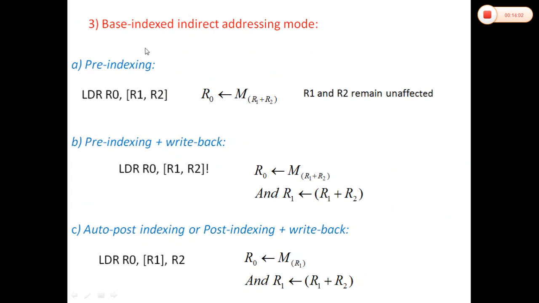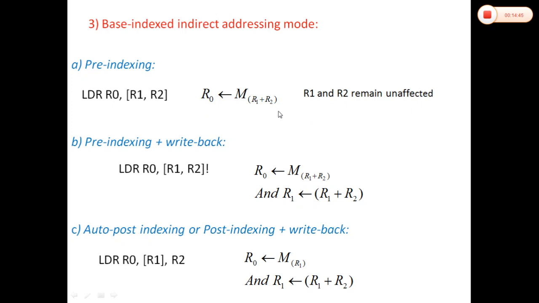The next addressing mode is base indexed indirect addressing mode. In this addressing mode, the address of the operand is specified in terms of two registers. One is called the base register and the other is the index register. The actual address is generated by adding the contents of these two registers. For example, in this instruction, the contents of R1 and R2 are added to generate the final address, and that is the address of the memory location. The content of that memory location will be copied into the destination register R0. Here R1 and R2 will remain unaffected.